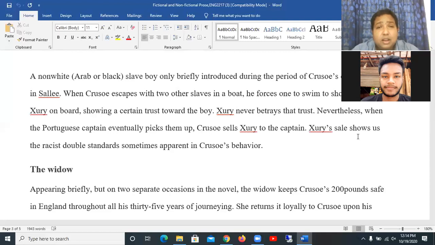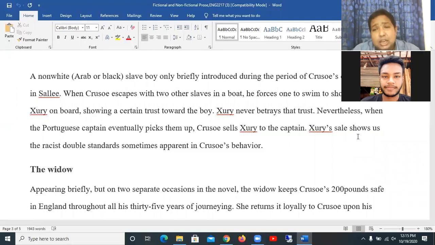Out of fear, Yuri was pacified, and Yuri was bound to be enslaved to Mr. Crusoe, because Crusoe was much stronger than Yuri. So, showing a certain trust toward the boy, he believed the boy. Yuri never betrays that trust. So, Yuri was very trustworthy to Mr. Robinson Crusoe. Nevertheless, when the Portuguese captain eventually picks them up, Crusoe sells Yuri to the captain.